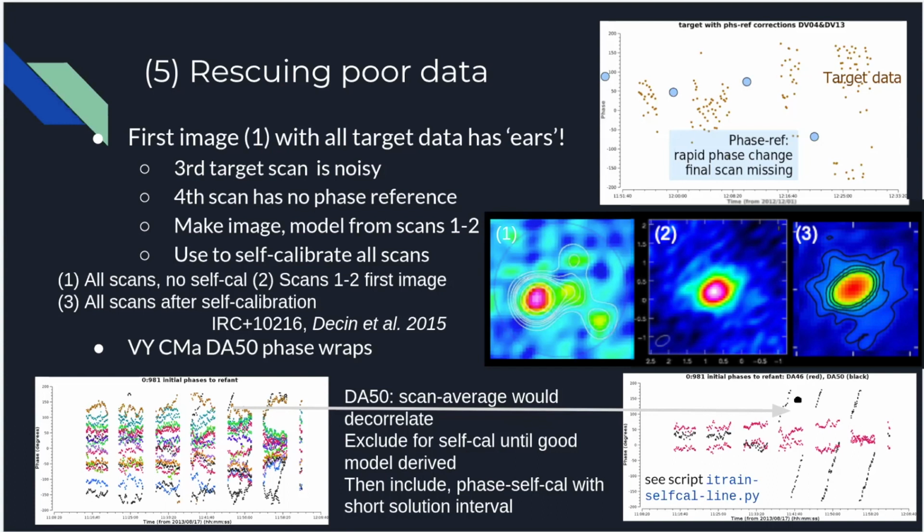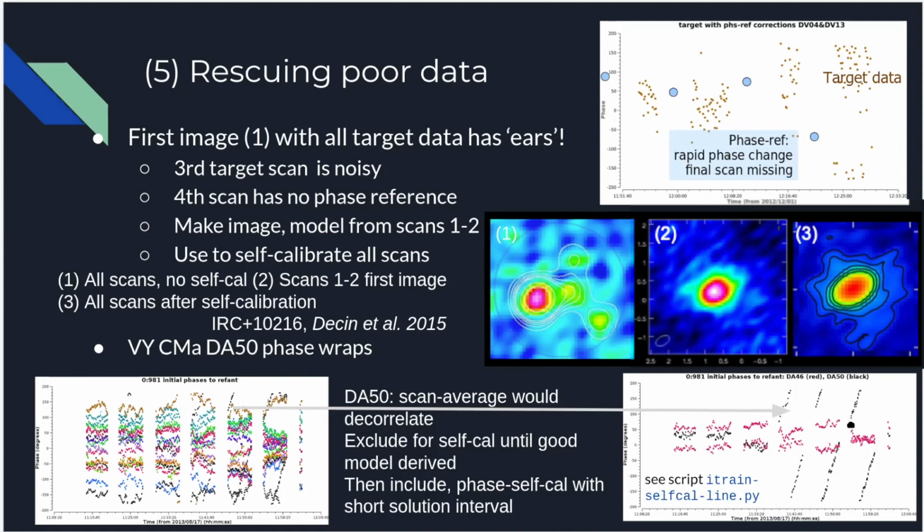Similarly with the VY-CMA data, one of the antennas had a few scans where for some reason the rate of change of phase with time went crazy. So in the script that you're working on, initially we flagged that antenna completely. But what you can do is make a nice model excluding the antenna, and then in GainCal unflag it.